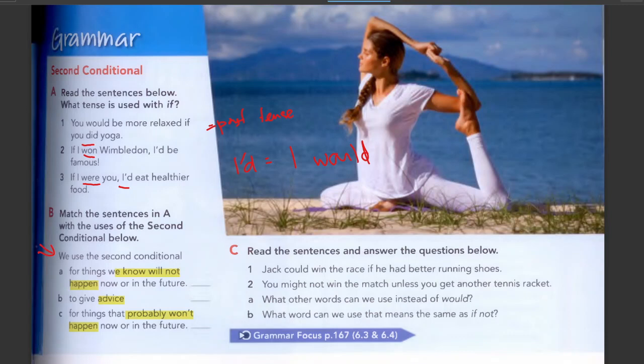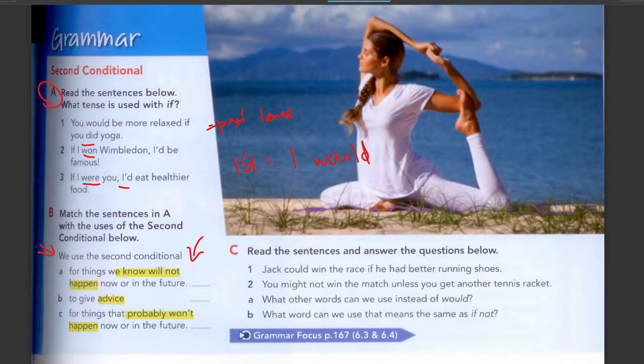Yang kita tahu takkan berlaku, dan kita rasa macam tak akan berlaku. Rasa saja, tapi macam tak berlaku. Let's take a look at the three examples in A. So this A, A ni. And then we refer to the functions here. Things we know will not happen.